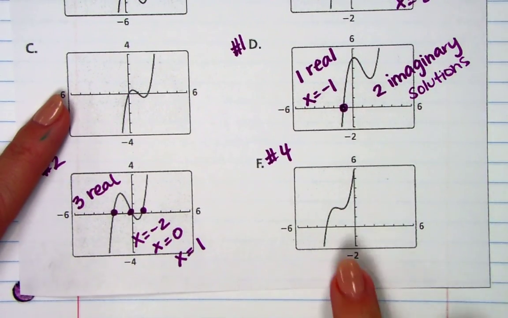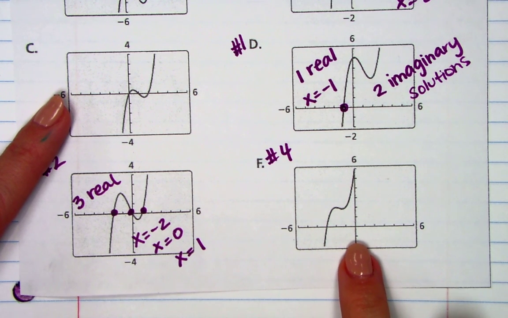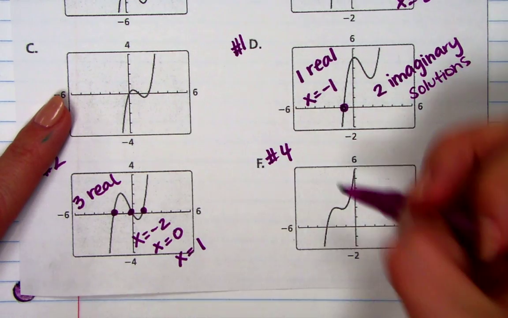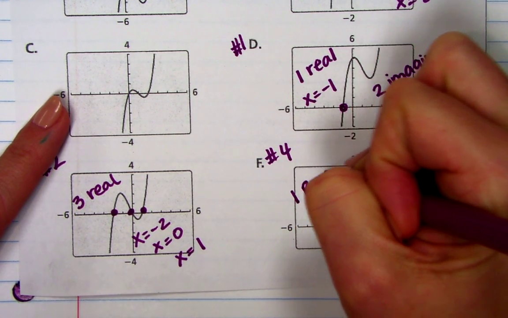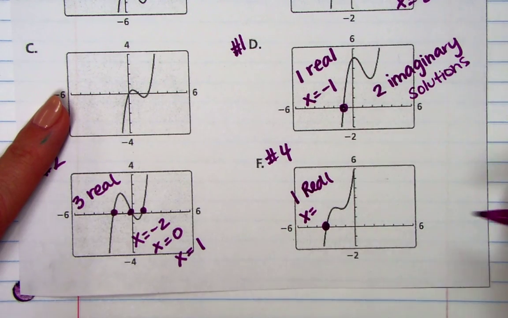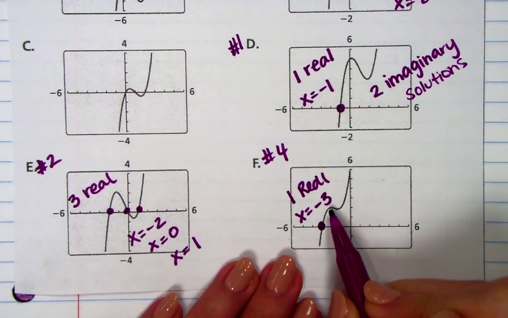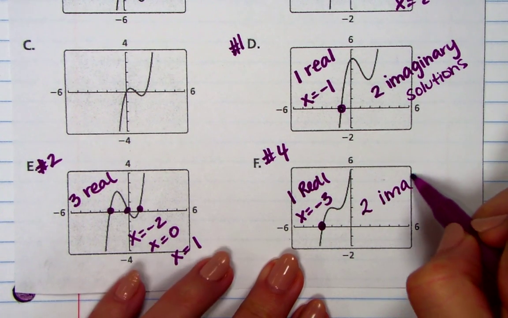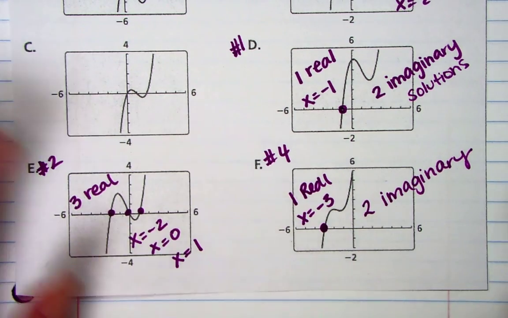4 is F. How many real solutions on F, Angel? 3. No, 1. It's right here. Okay, 1 real. And what is that one at? X equals? -3. Okay, there's only 1. Since there's only 1, that means that there are 2 imaginary solutions that we can't see, where I have to imagine them until I show you how to find them.